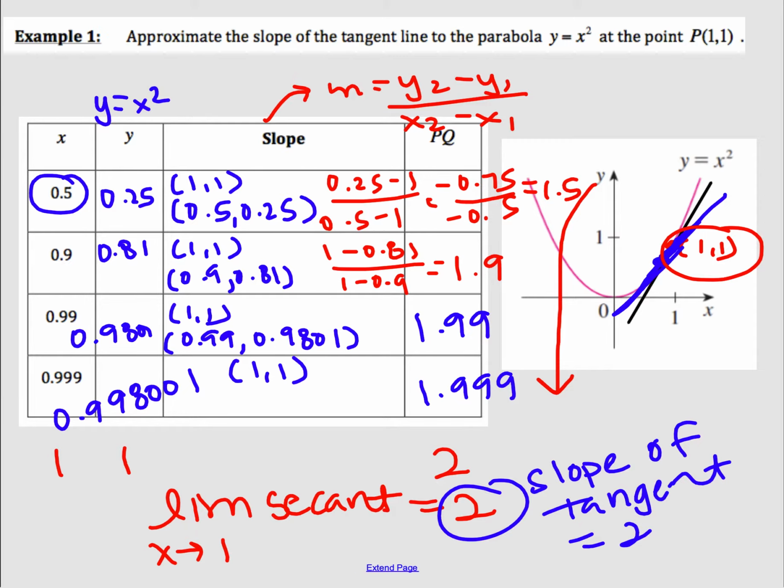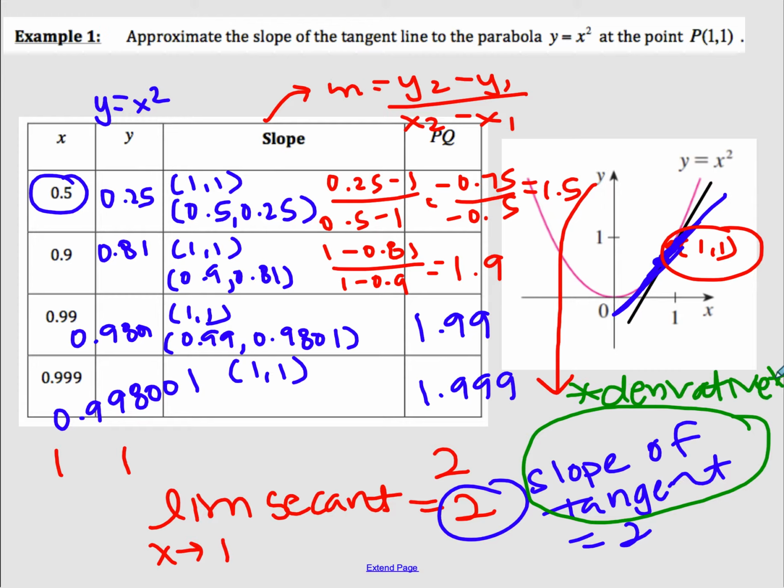Just so you guys know, kind of coming down the pipeline eventually, slope of a tangent line is a big word in calculus. The slope of a tangent line is your derivative. Okay, a little terminology there. So slope of a tangent line, that's your derivative. And we'll figure out how to calculate derivatives as we go through chapter 2. Okay, so there is that.